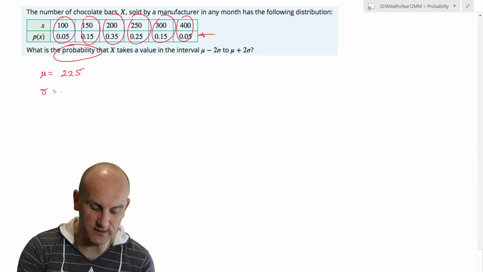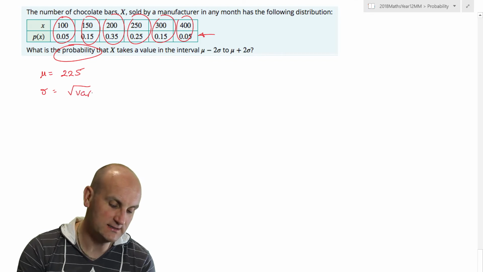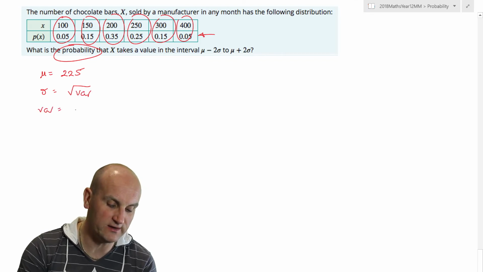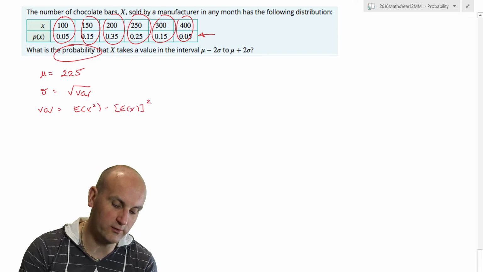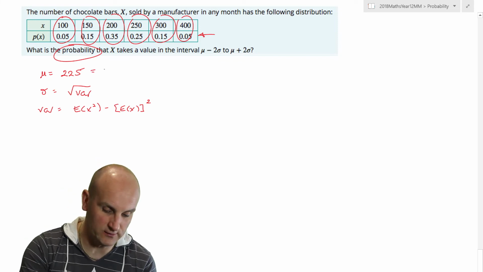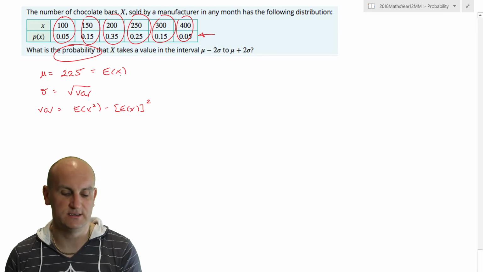How do we work out sigma? Well, first thing we need to do is find the variance, because we know that sigma is the root of the variance. And we know that the variance is given by E of x squared minus E of x, all squared. Well, we've already got the E of x all squared now, because that's this value here, E of x, so we can square that in a moment, but we need to find this E of x squared.